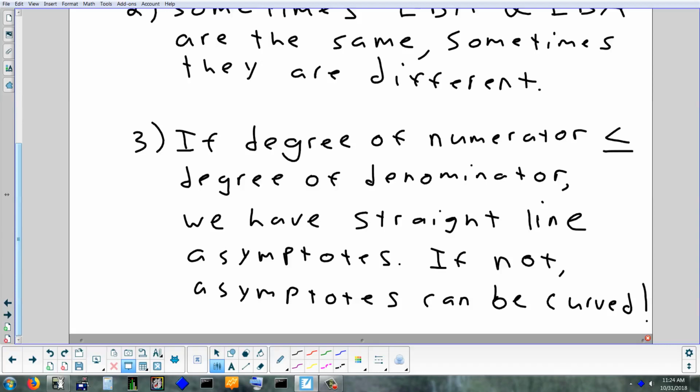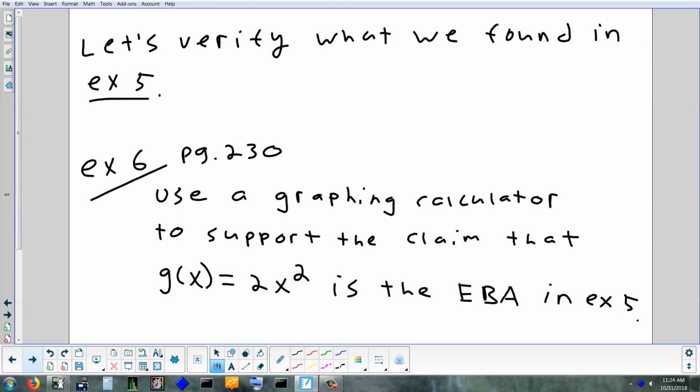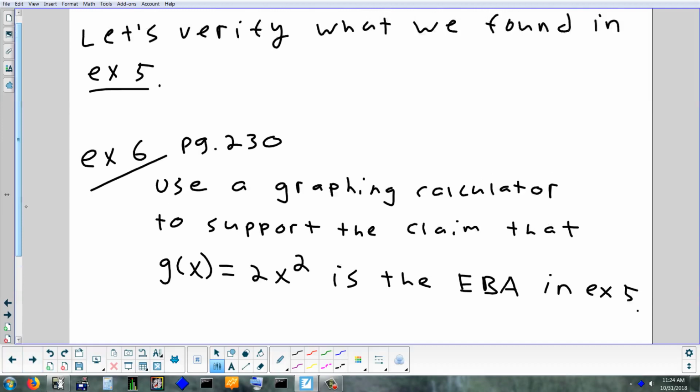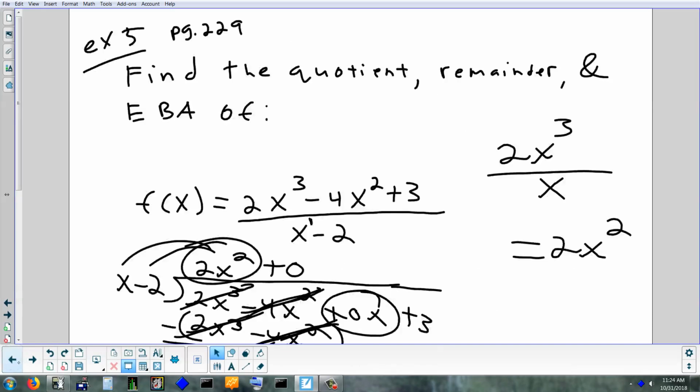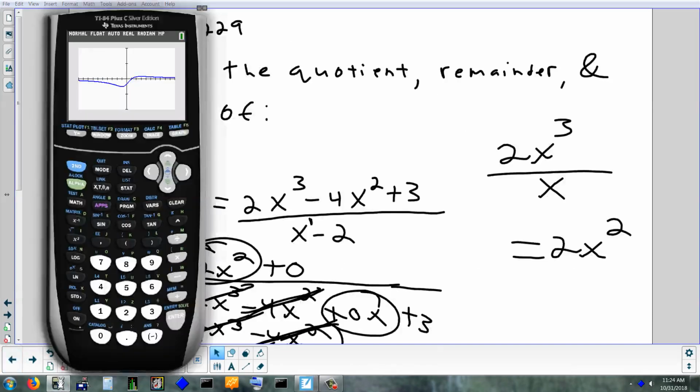Okay, so let's take a look. And this is more just a calculator question. We're going to graph the original problem we just did long division with. We're going to graph 2x squared, which we think is the EVA, and we're going to show that it is graphically. We already showed that it is algebraically. Let's do it graphically. I need to go back and look at the original problem because I don't remember what we had. So we had 2x cubed.